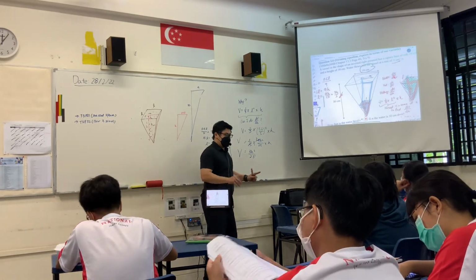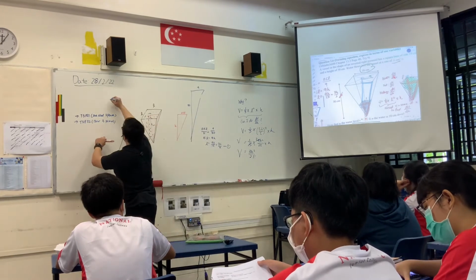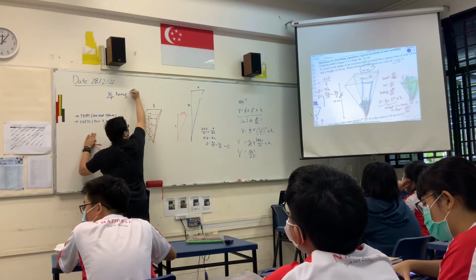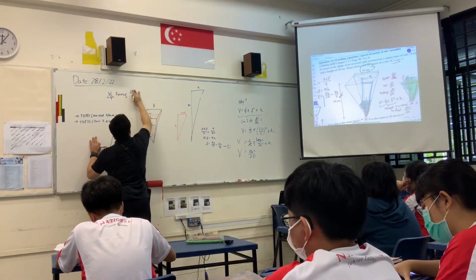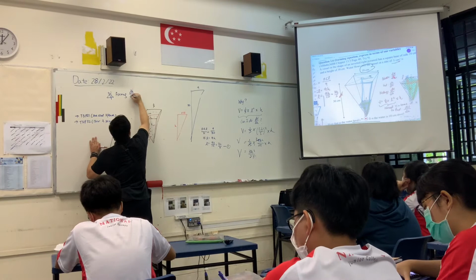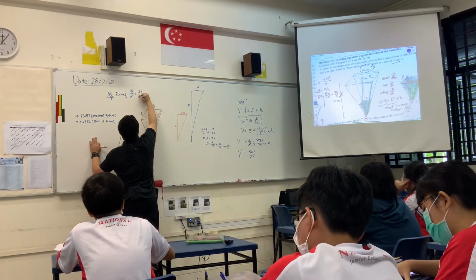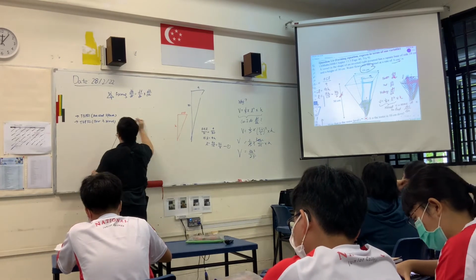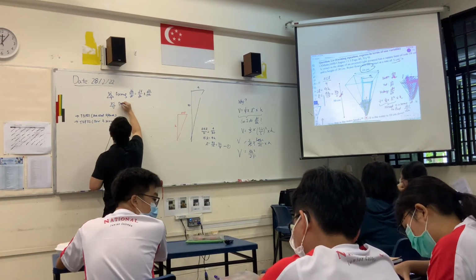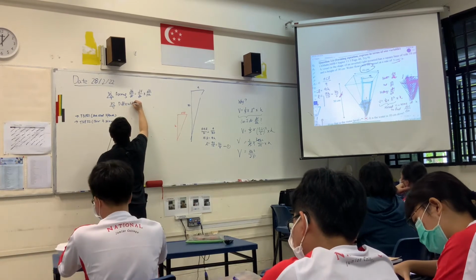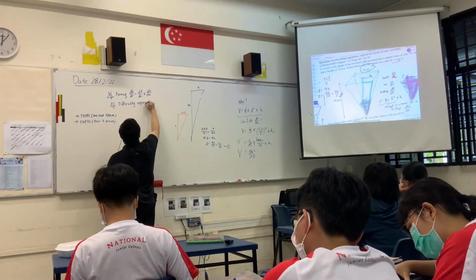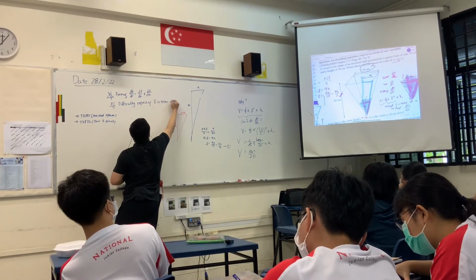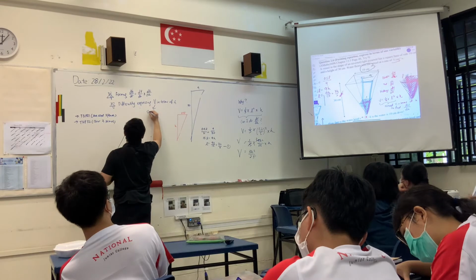So there are a lot of difficult parts. Number one, of course, is forming dH/dt equals dH/dV times dV/dt. This is one. Number two is the difficulty of expressing V in terms of H. This is the part where you use similar triangles.